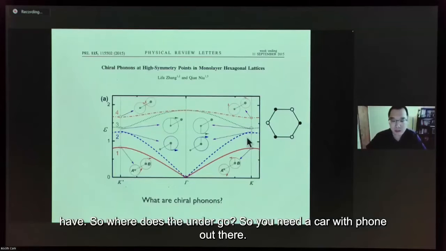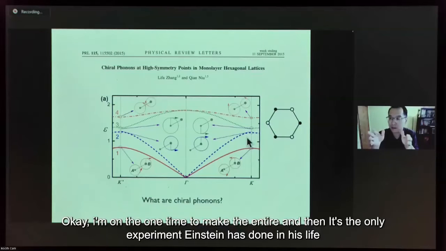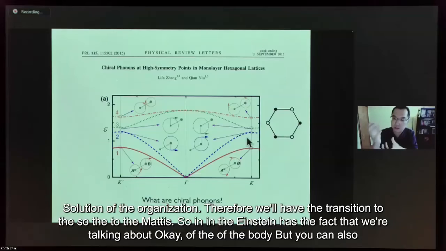It's the only experiment Einstein has done in his life. But in the Einstein-de Haas effect, you talk about the switching of the magnetization. Therefore, the spin angular momentum will have to transfer to the lattice. So in the Einstein-de Haas effect, we are talking about the total rigid rotation of the body. But you can also have phonons carry angular momentum to compensate the change of the spin angular momentum. So understanding the chiral phonon is actually pretty important.